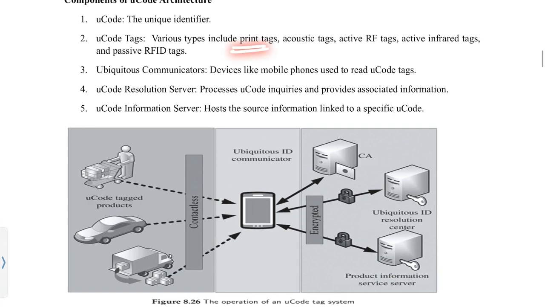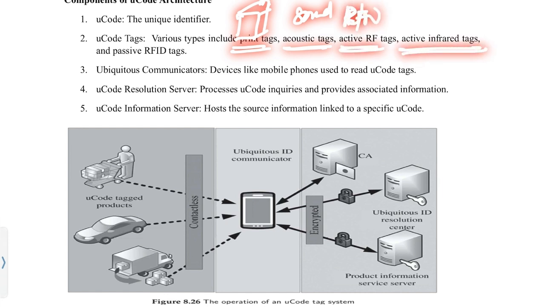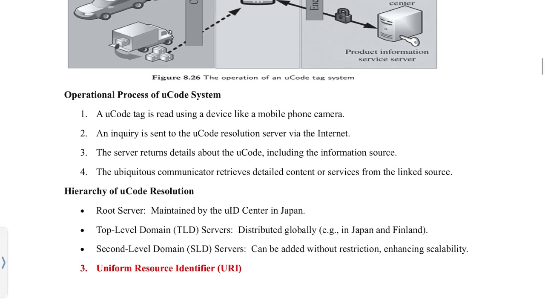Print tags means those tags which are printed, like barcodes, QR codes and so on. Acoustic means it will happen through sound waves. Active RFID means both read and write operations can be performed. Active infrared works by making use of infrared rays. And then we have passive, where just the read operation can be performed. So this was all about ucode.